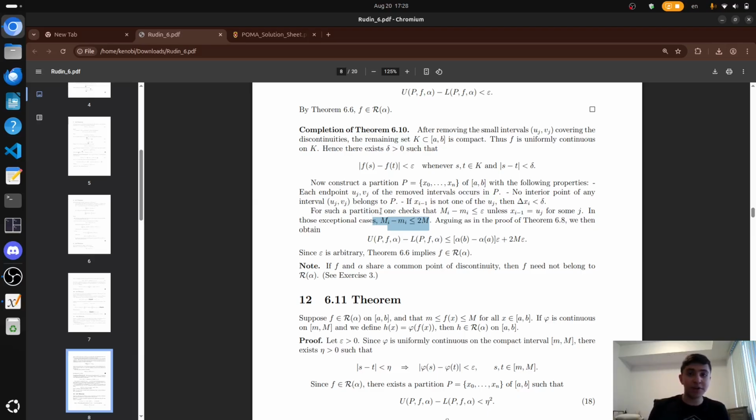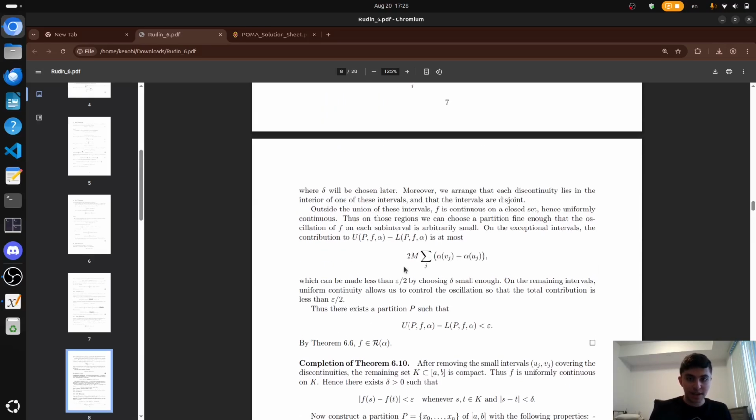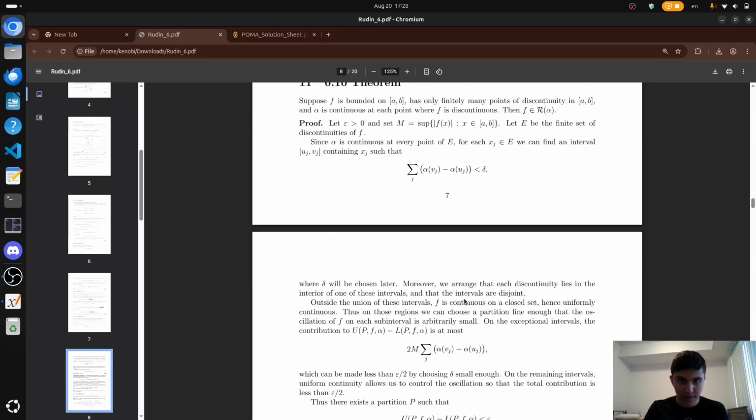Yeah, an important point. We chose the intervals covering the discontinuities in a way such that when you subtract the endpoints, taking alpha is going to be less than epsilon. So, see, all of this construction comes together.